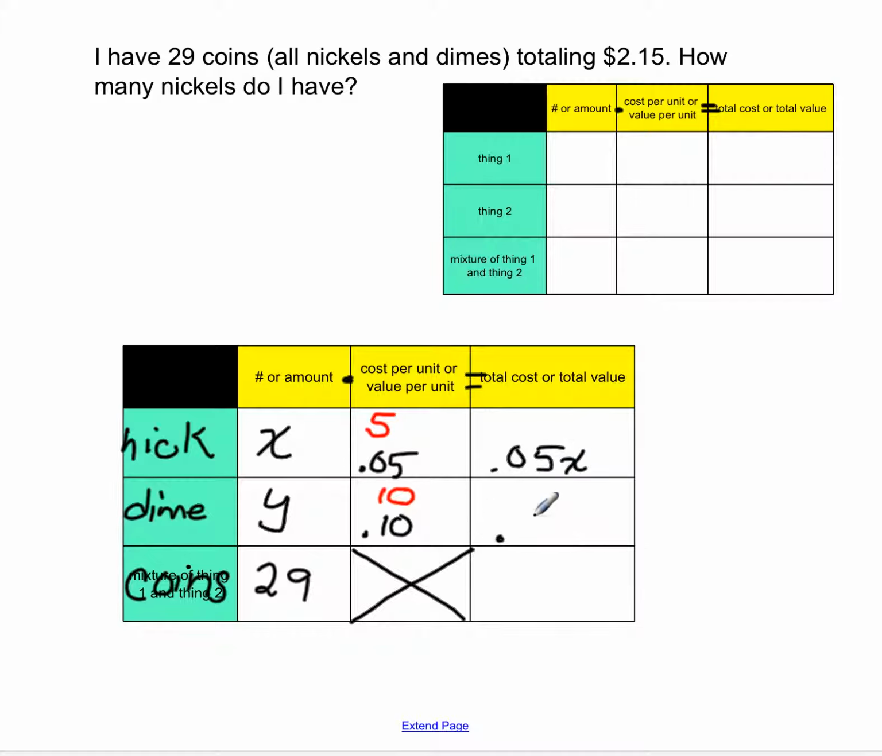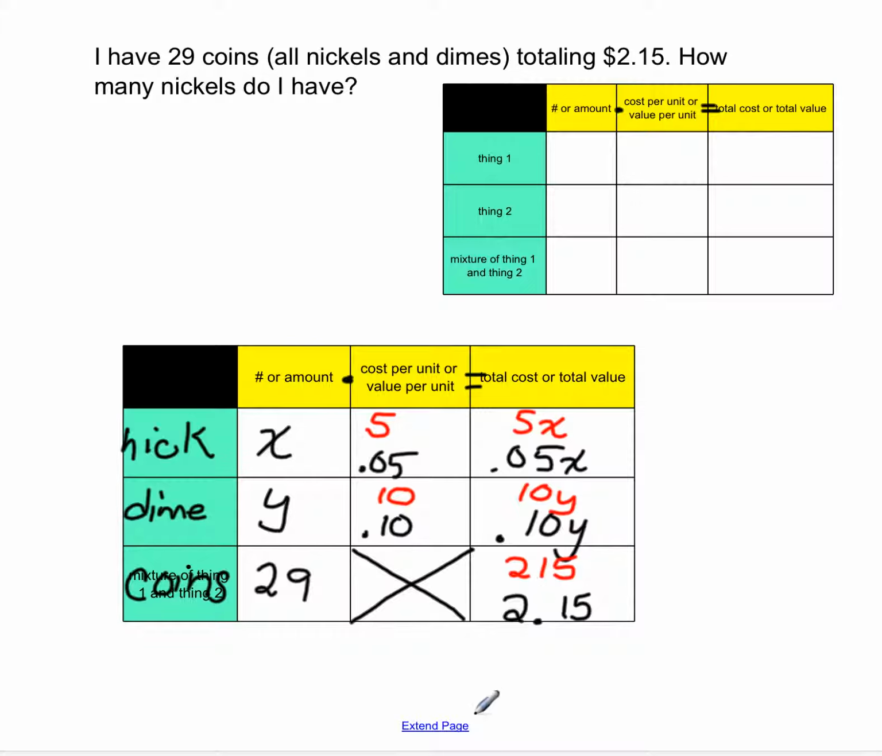And this one is 0.10y. And if I used the red form, which is in cents, I'd have 5x and I'd have 10y. Now, what is the total value of my coins? Well, that's $2.15. So I'd write up here, actually in black, 2.15 to represent $2.15. And in red, I'm going to write 215, because 215 would be if I didn't use a decimal. And that's what you have to be careful about when you're doing this.